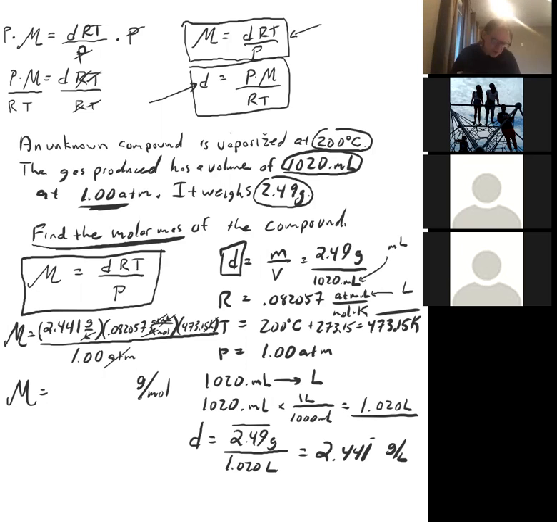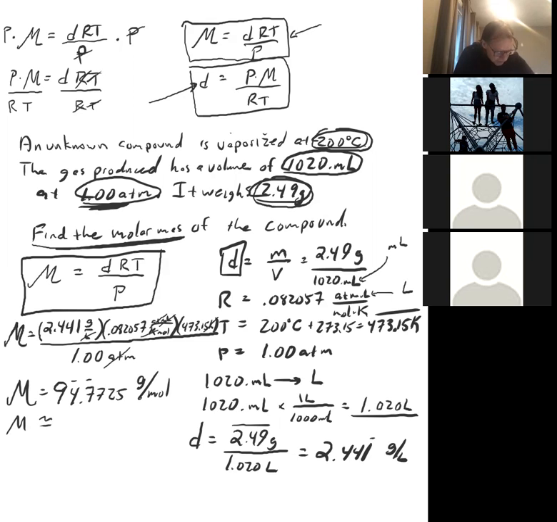So let's go through the calculation. It's 2.441 times 0.082057 times 473.15 divided by 1. And the number of sig figs, you got 3 here, you got 3 here, you got 3 here. You're not going to have more than 3 sig figs. So let's round it to 3 sig figs. 94.7725.